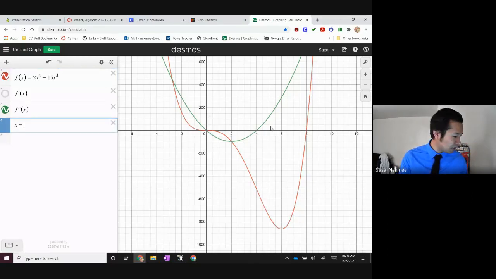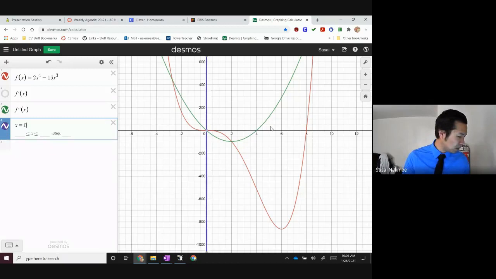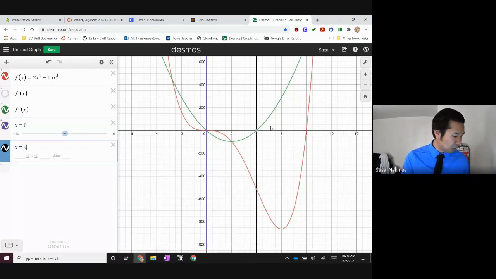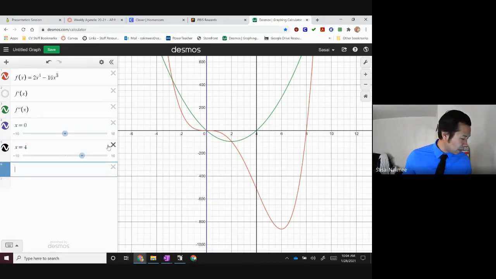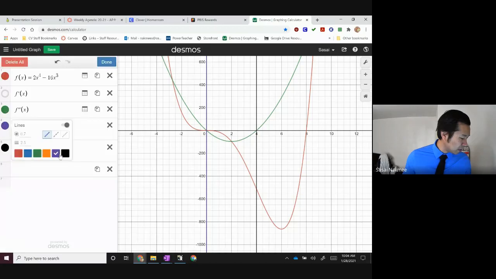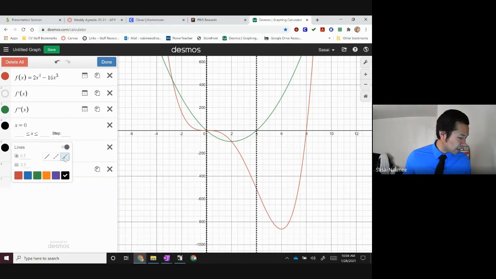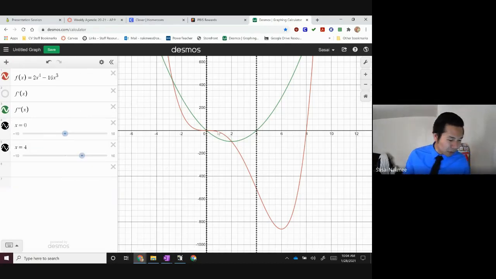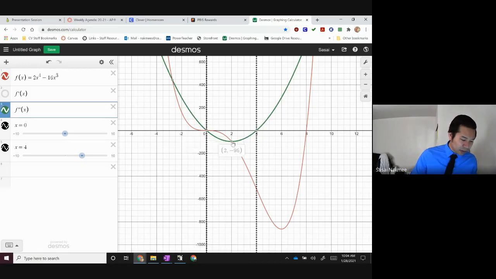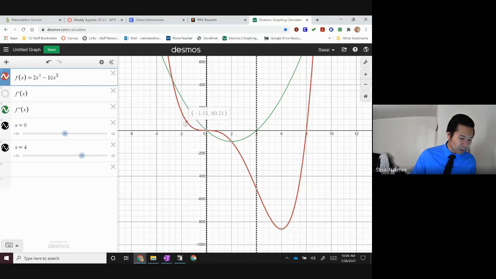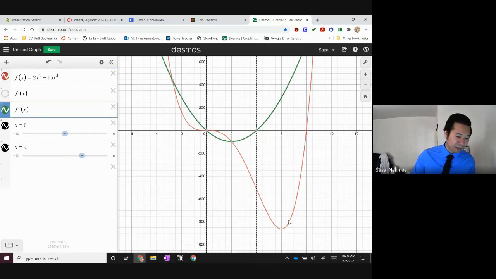So these are the intervals. Let's actually get these intervals in there. So x equals 0, x equals 4. Let's get them all to be the same color. Let's go black and dotted there, so you can kind of see it. On those intervals, it's concave down from 0 to 4, and everywhere else, from negative infinity to 0 and from 4 to infinity, it's concave up. And I think that's kind of neat.